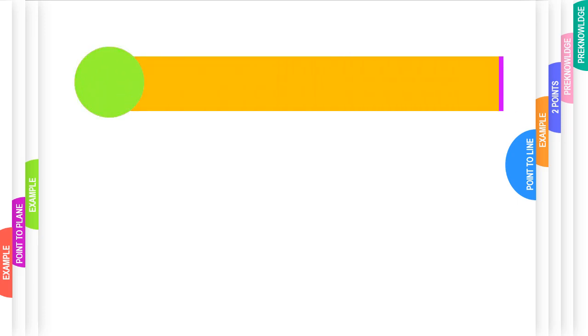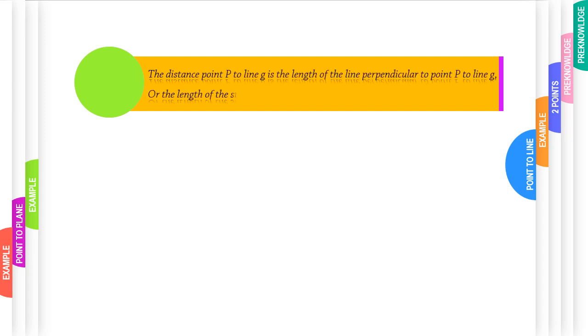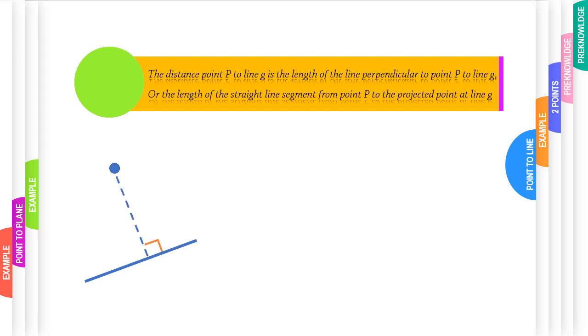Let's learn about the distance between a point and a line. The distance from point P to line G is the length of the line perpendicular from point P to line G, or the length of the straight line segment from point P to the projected point on line G. If we have a point and a line like this, we have to connect them by a straight line. Don't forget, the connecting line must be perpendicular to the given line.